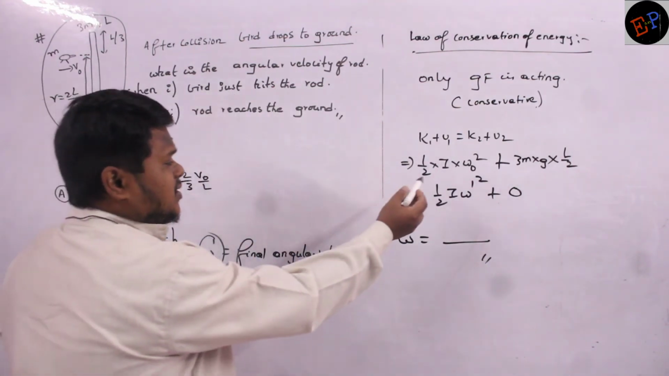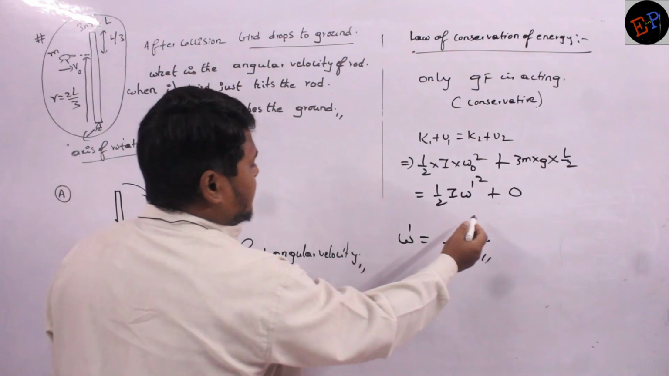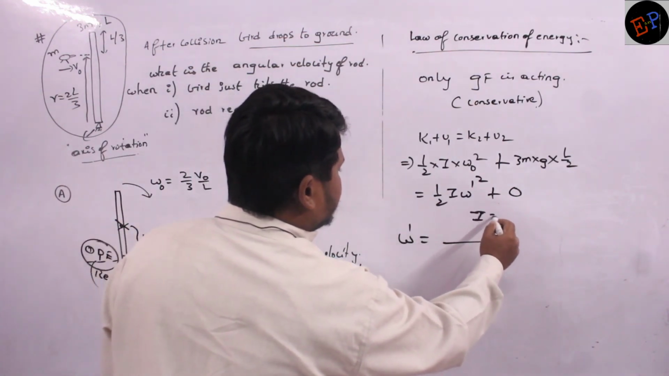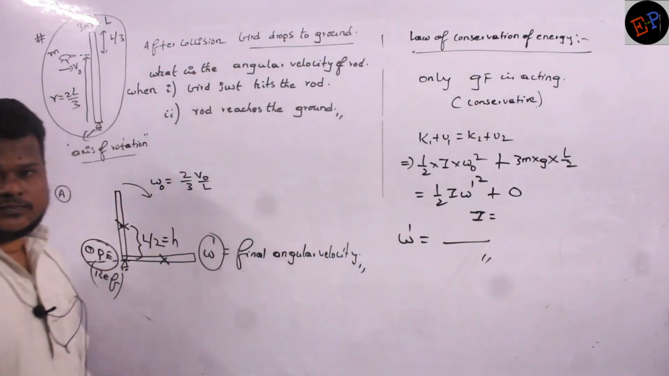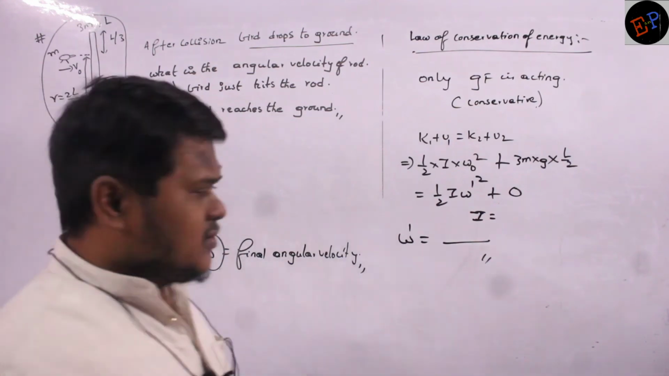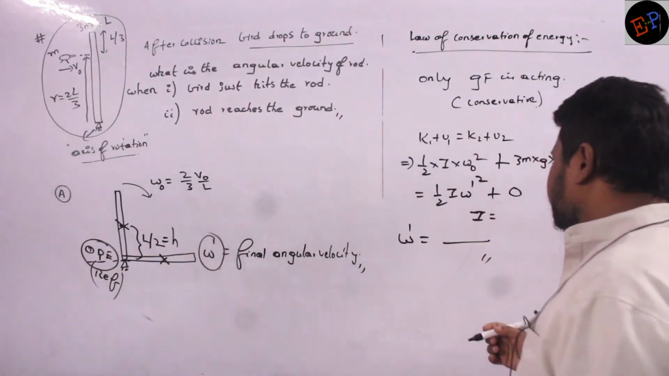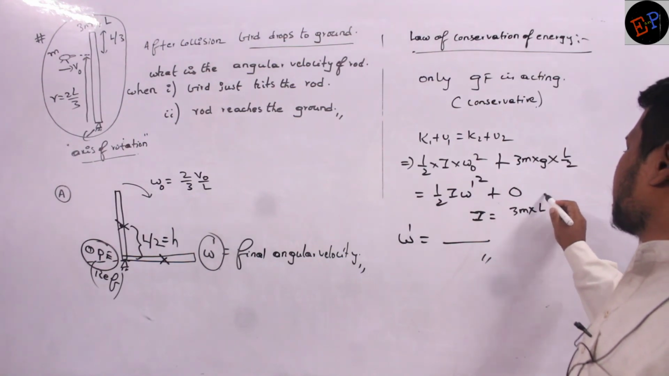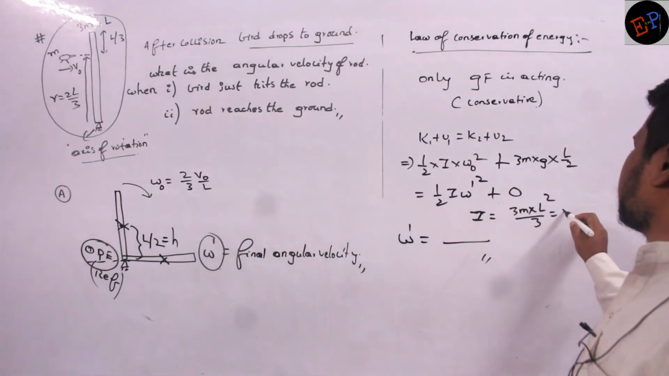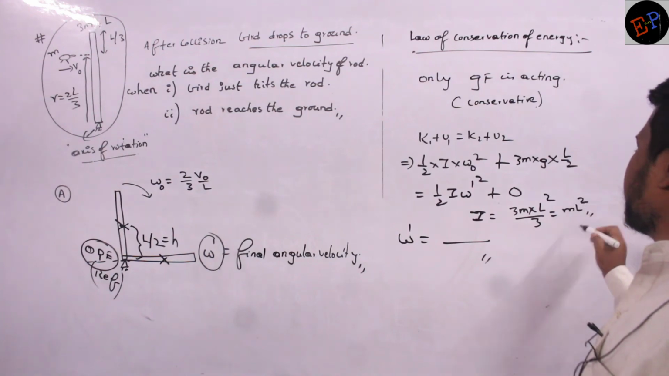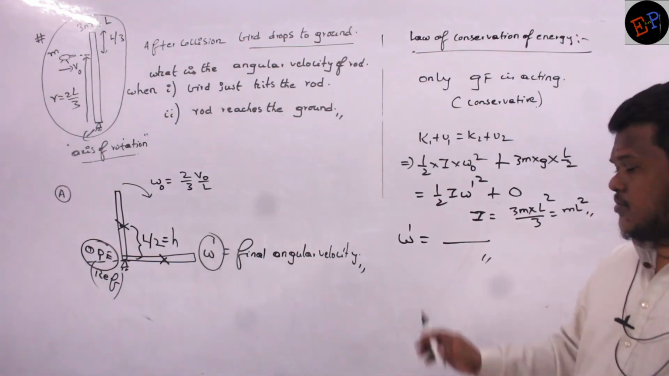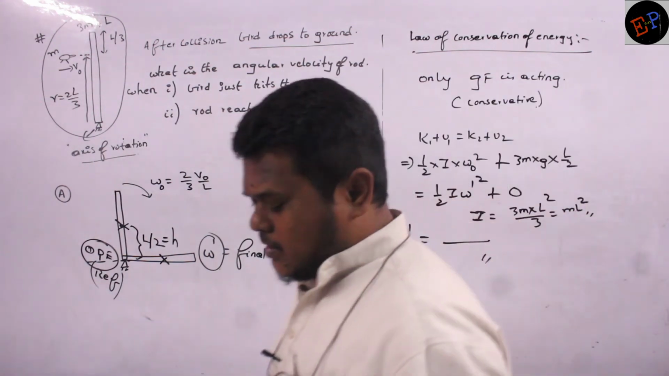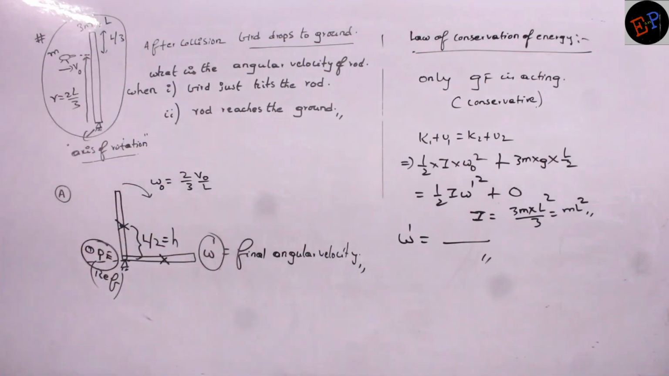What is the I value of the rod? The I value of the rod is again the same, ml square by 3, when the rod is rotating about one axis. So the mass is 3m, L square divided by 3, so it is ml square. This is the moment of inertia of the rod. So substitute all the values and calculate the omega dash value, that is my answer.